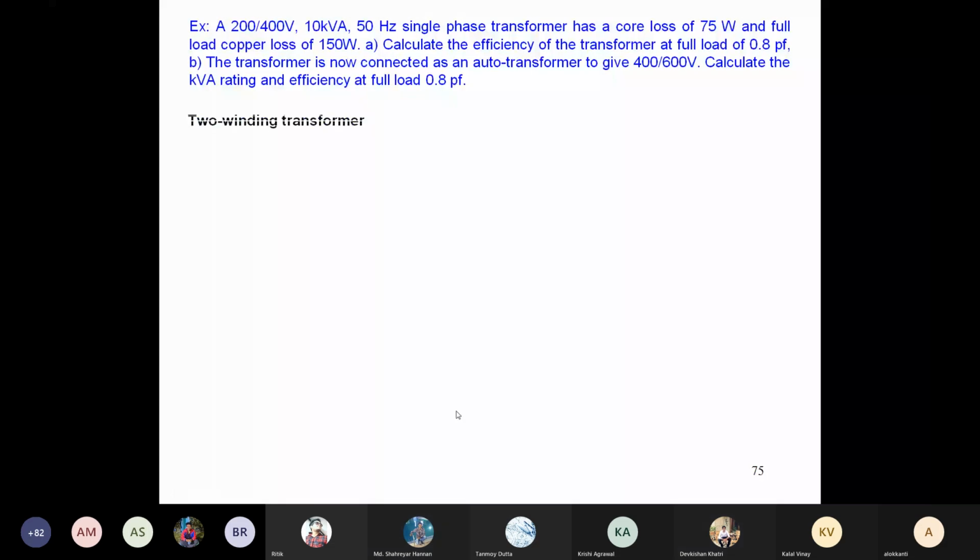For the two-winding transformer, the power output, because you are asked to calculate the efficiency at full load at 0.8 power factor. You are given 10 kVA. So the power output is 10 into 0.8, which is equal to 8 kilowatt. That is the output power. And calculating the efficiency, efficiency is output by input. You are also given the core loss and the full load copper loss. Very simple to calculate the efficiency.